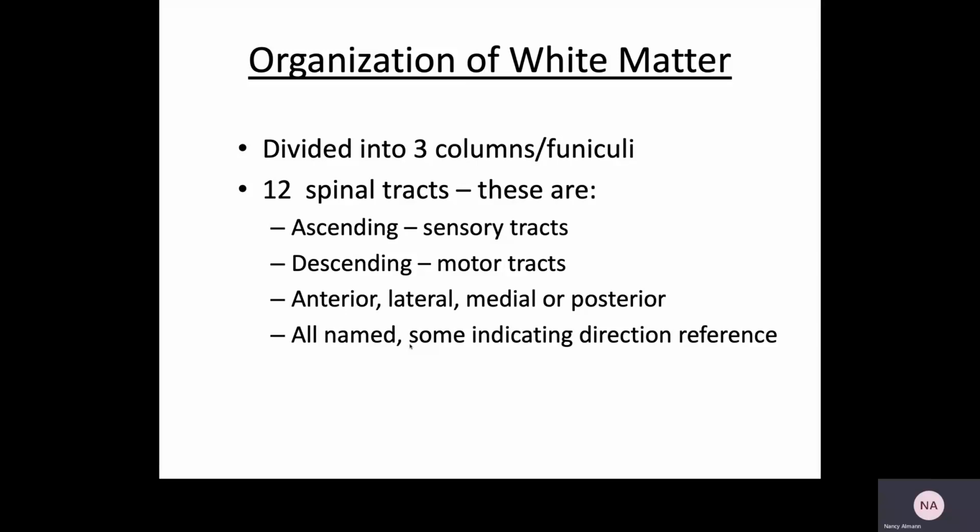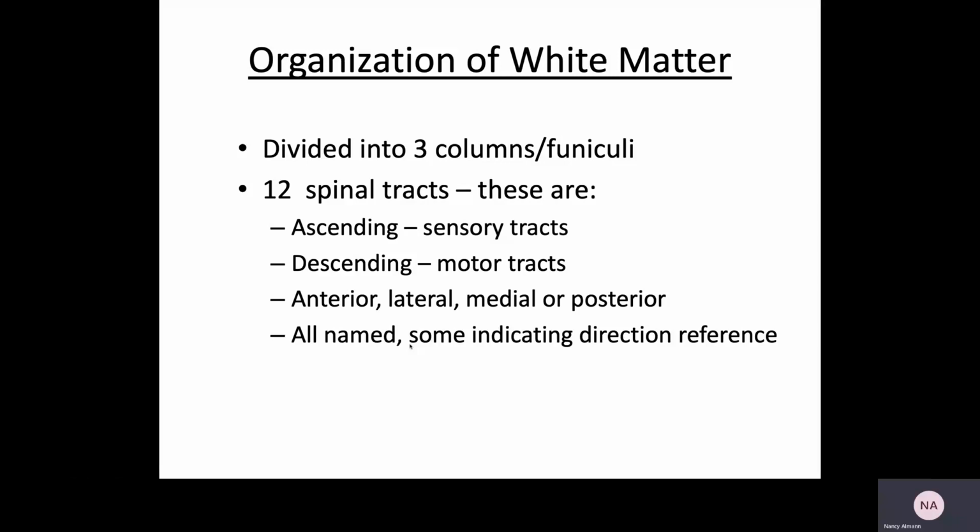So the white matter, and we'll go over this in more detail in the next section, is going to be divided into what are known as 3 columns or funiculi. They will be subdivided into spinal tracts. Ascending tracts carry sensory information, so that will all be running superiorly, coming in from the periphery.